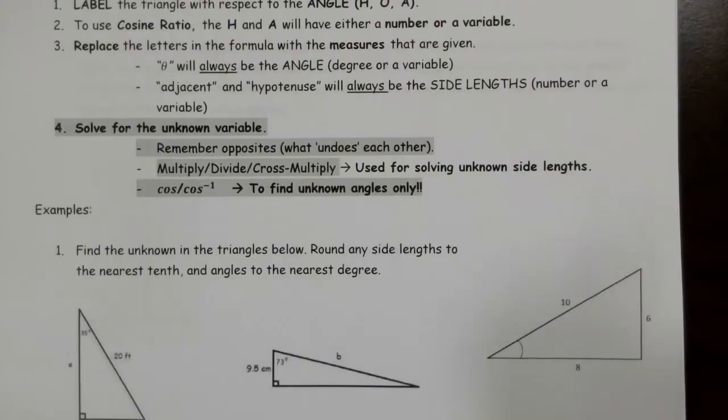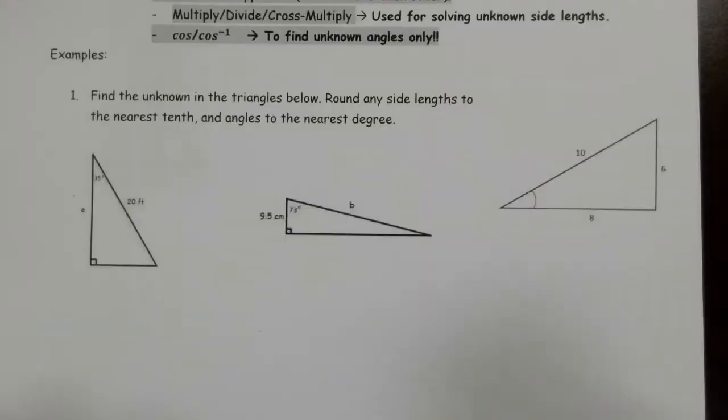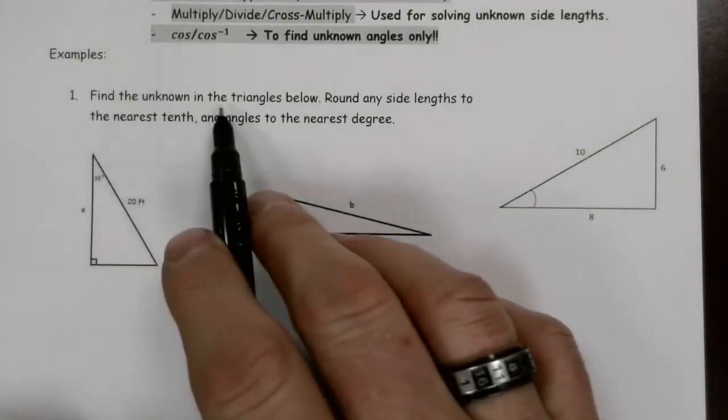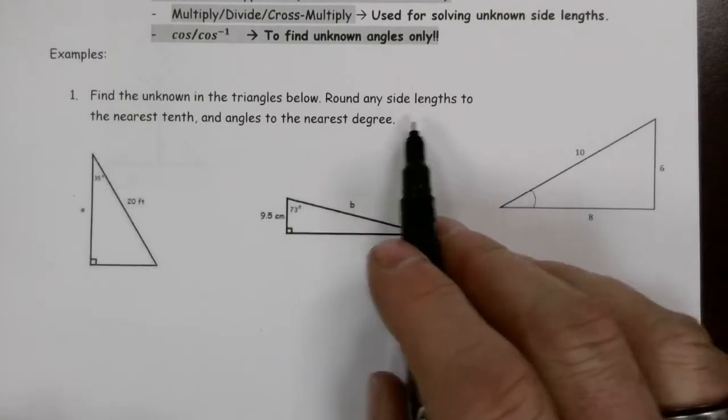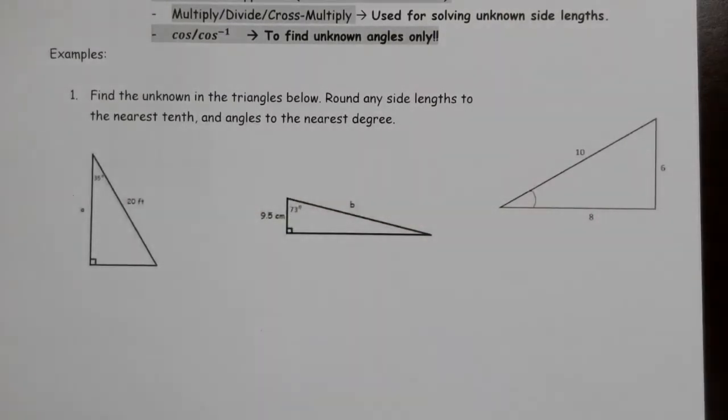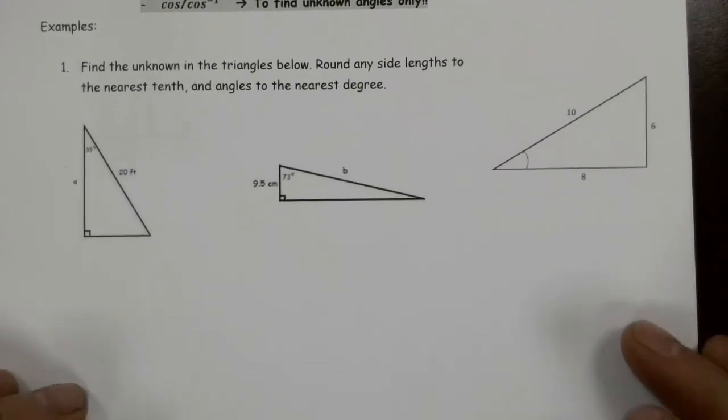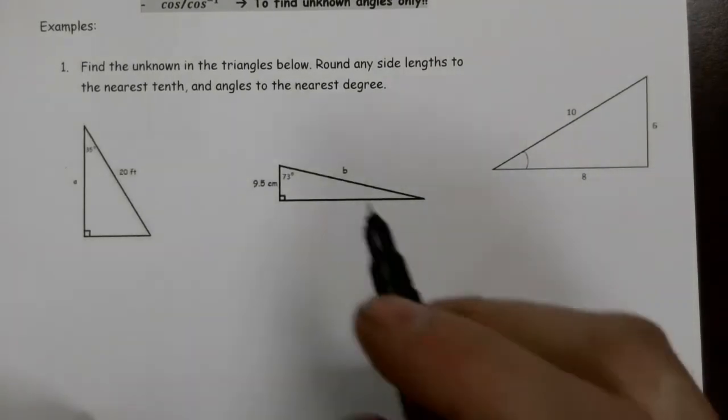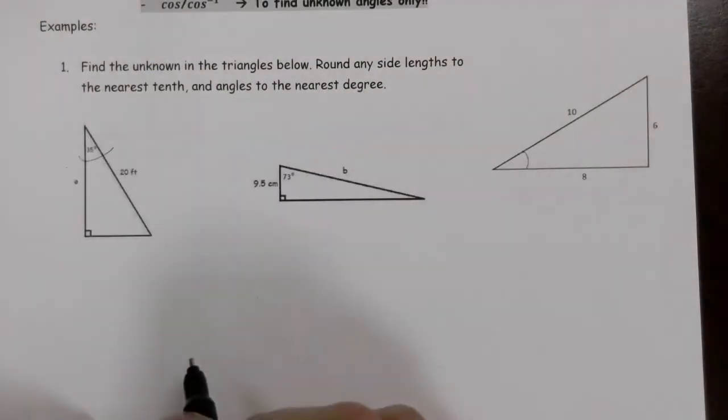So now let's take a look at some examples. Okay, so here we go. Find the unknown in the triangles below. Round any side lengths to the nearest tenth, any angles to the nearest degree. This is going to run very similar to what we would have done in a previous lesson with the sine ratio. So first of all, we look for the angle.